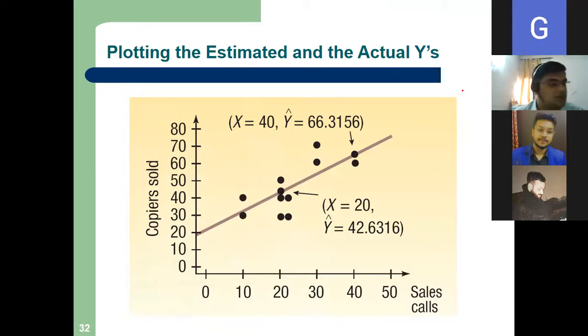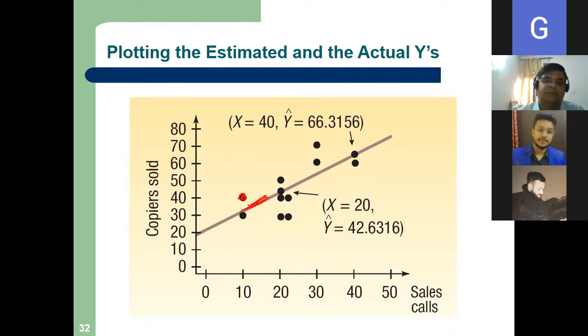You will understand the error here. Can you tell me, these dots are the actual y, but this line is the predicted y line. Yes, you must understand this much. That is fine. And the difference between the two is the error.